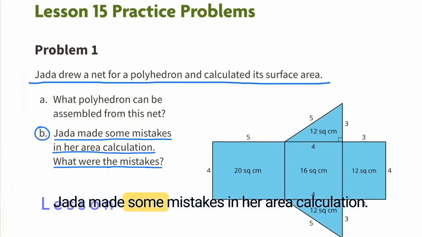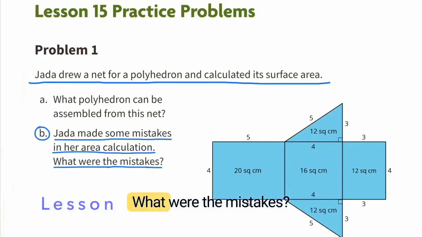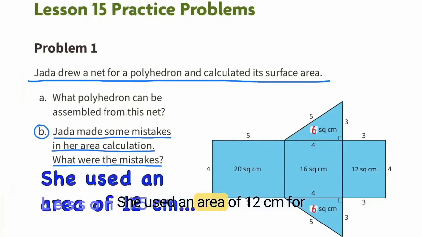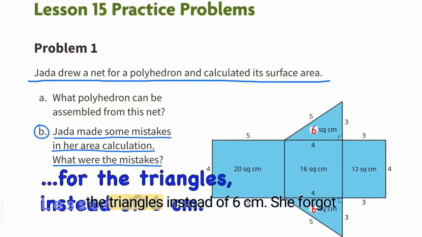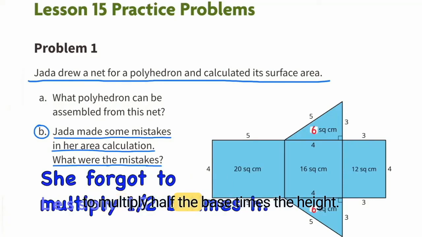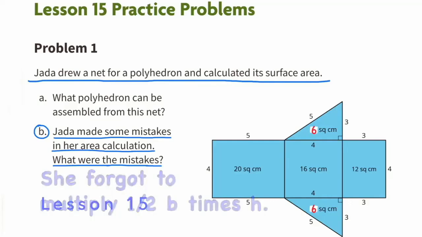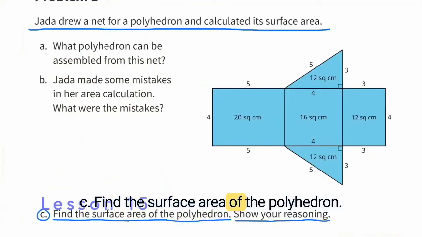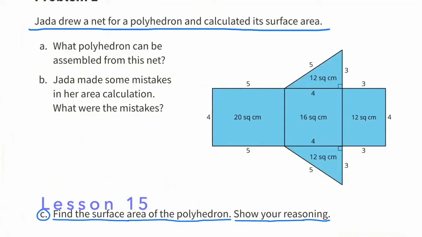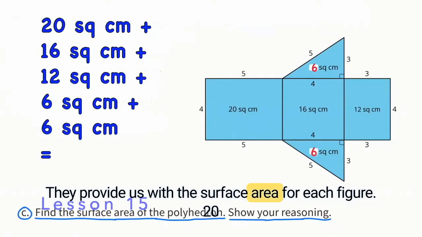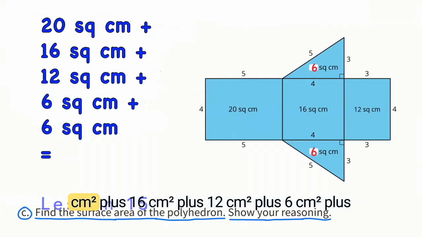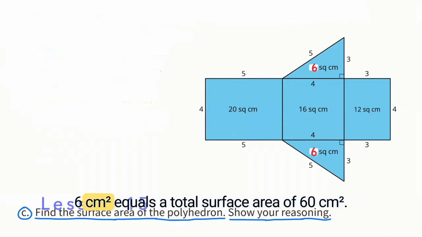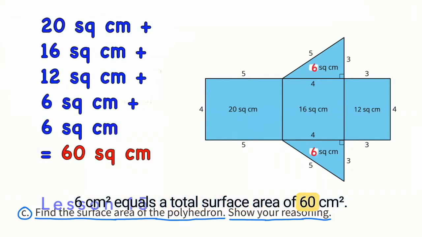B. Jada made some mistakes in her area calculation. What were the mistakes? She used an area of 12 centimeters for the triangles instead of 6 centimeters. She forgot to multiply half the base times the height. C. Find the surface area of the polyhedron. Show your reasoning. They provide us with the surface area for each figure: 20 square centimeters plus 16 square centimeters plus 12 square centimeters plus 6 square centimeters plus 6 square centimeters equals a total surface area of 60 square centimeters.